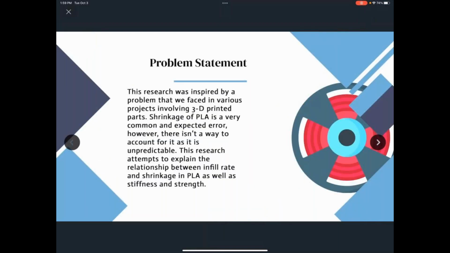We realized that some of our printed sample parts were not exactly the precise dimension we expected, especially in PLA. We realized that this is a common situation that happens with our samples, an expected error, but there was nothing to account for it. So we tried to do this research to make a relationship between the fill density and the shrinkage, as well as the mechanical property of PLA.